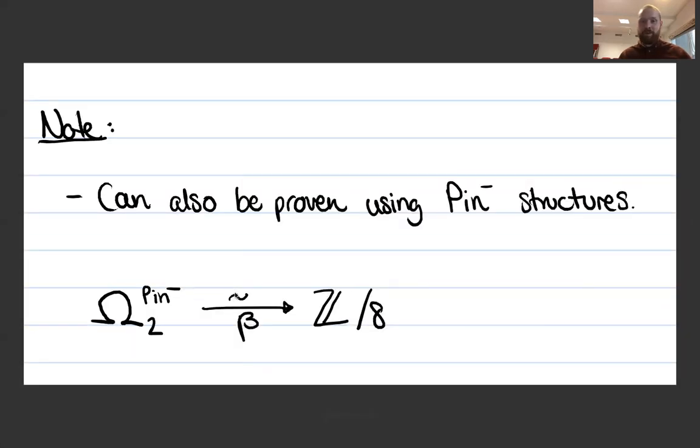And this can also be proven using pin minus structures and this isomorphism between Z mod 8 and the pin minus structures up to cobordism on the surface. It's very similar to the spin proof. In fact, this is how these beta invariants were originally defined, using these pin minus structures, and this combinatorial interpretation of them is another thing that's novel to this paper.